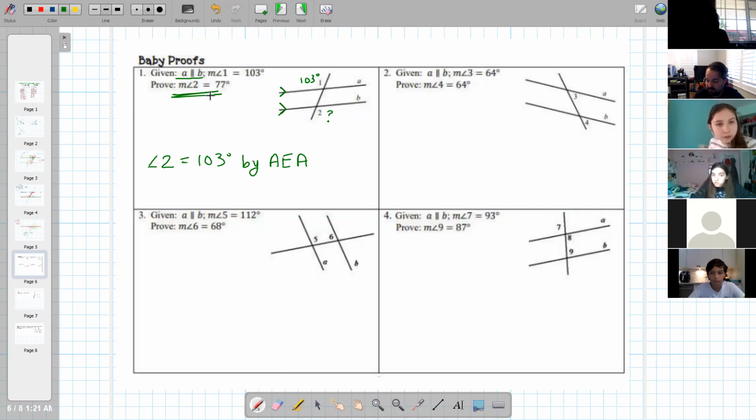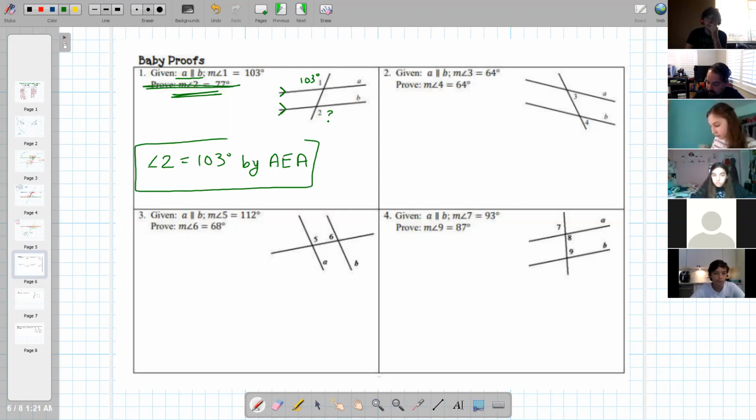Look what it says. It wants us to prove that the measure of angle 2 is 77. Is that true? No. So we're going to cross that out and make this our statement. Angle 2 is equal to 103 degrees by alternate exterior angles. We have to have our reason there. All right, moving to the next one.